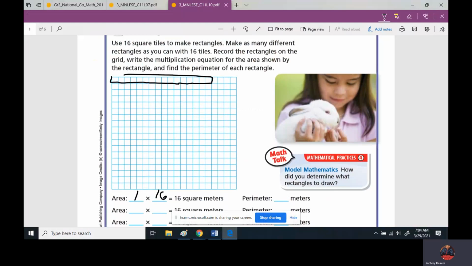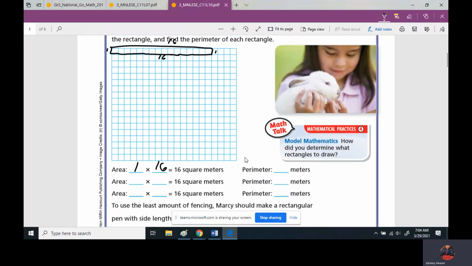So you've got to think: if this is 16 and this is 16, this is 1 and this is 1, you have 16 plus 16, which is 32. 1 plus 1 is 2, and 32 plus 2 is 34.